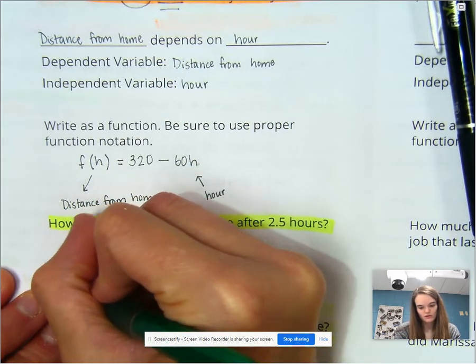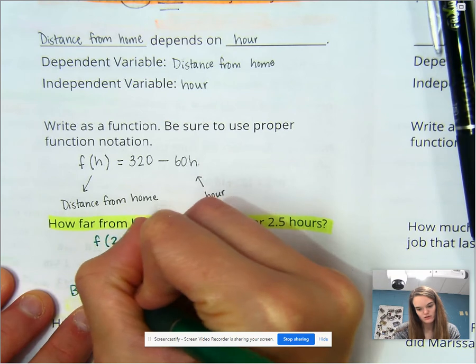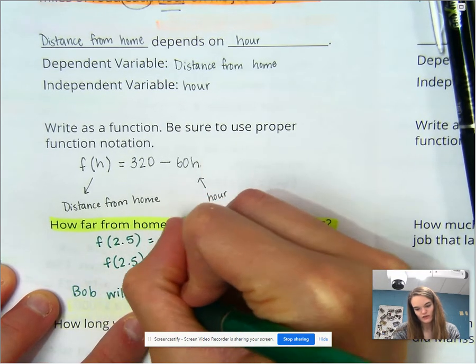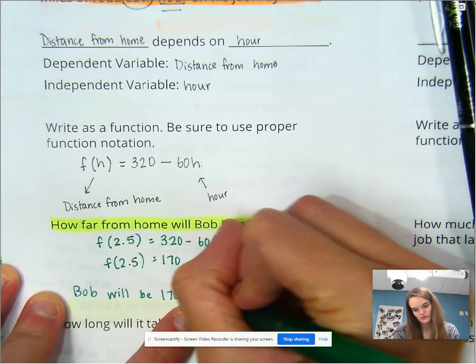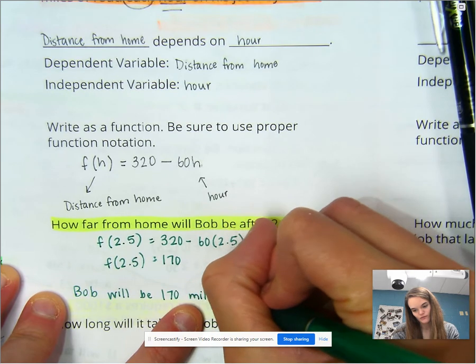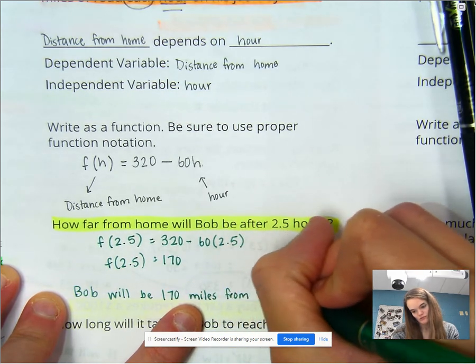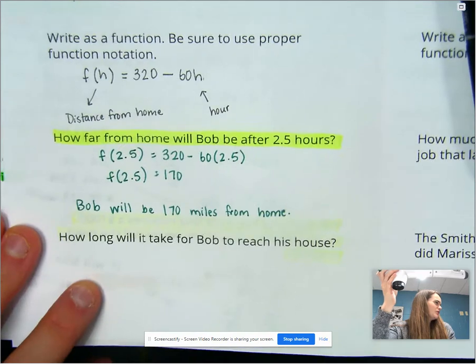So Bob will be 170 miles from home. We didn't live that far from the Grand Canyon. We lived further than that.